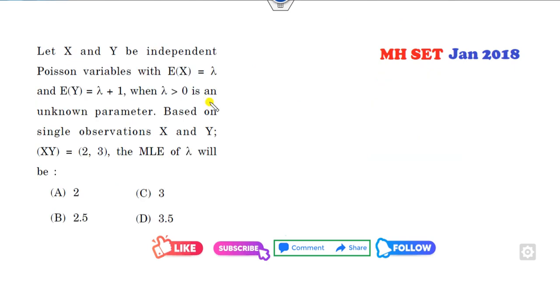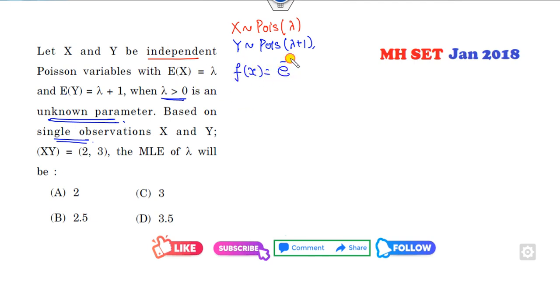Okay, look at this one. X and Y are independent Poisson random variables. X follows the Poisson distribution with parameter lambda. Y follows the Poisson distribution with parameter lambda plus 1, where lambda is the unknown positive parameter. Based on a single observation, find the MLE of lambda. What is the PDF of X? e raised to power minus lambda, lambda raised to power x over x factorial. What is the PDF of Y? e raised to power minus (lambda plus 1), (lambda plus 1) raised to y over y factorial.